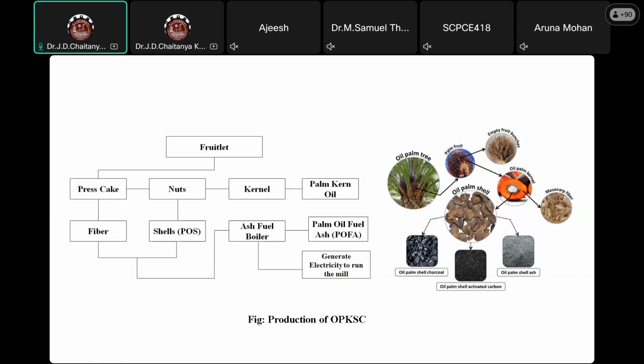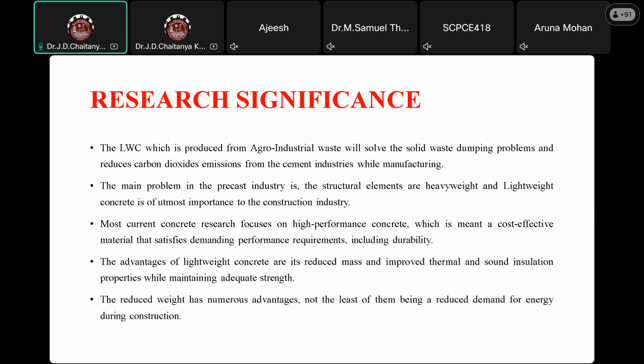So there is a research significance we can consider here. First of all is to reduce the pollution, groundwater pollution and also air pollution. Second, you can reduce the self weight in the construction of precast industries, and we can go with cost effective options also. We will reduce the mass of the entire building, and there will be thermal insulation and sound insulation. If we go deeper in the further slides, I will explain that.